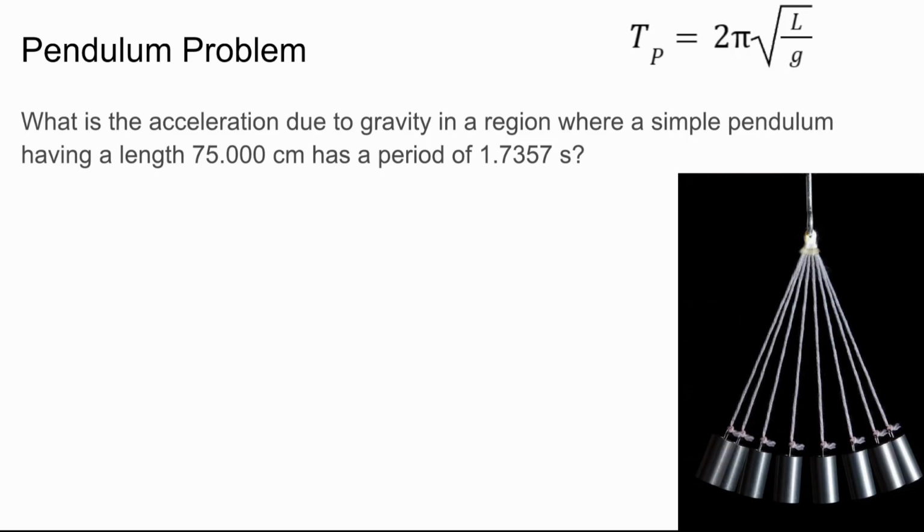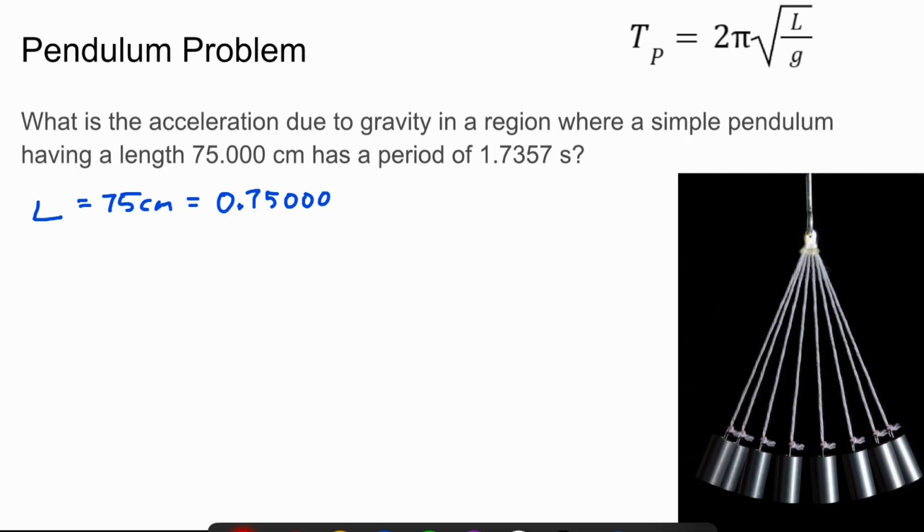Let's figure out what the acceleration due to gravity is in a region where a simple pendulum having a length of 75 centimeters has a period of 1.7357 seconds. So we've got a length of 75 cm, and let's put that into meters since we like our acceleration to be in meters per second squared. So that's 0.75000 meters, and then we have a period of 1.7357 seconds.